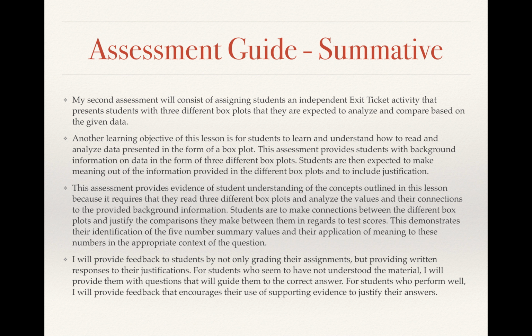Students are then expected to make meaning out of the information provided in the different box plots and to include justification. This assessment provides evidence of student understanding of the concepts outlined in this lesson because it requires that they read 3 different box plots and analyze the values and their connections to the provided background information. Students are to make connections between the different box plots and justify the comparisons they make between them in regards to test scores. This demonstrates their identification of the 5-number summary values and their application of meaning to these numbers and the appropriate context of the question.